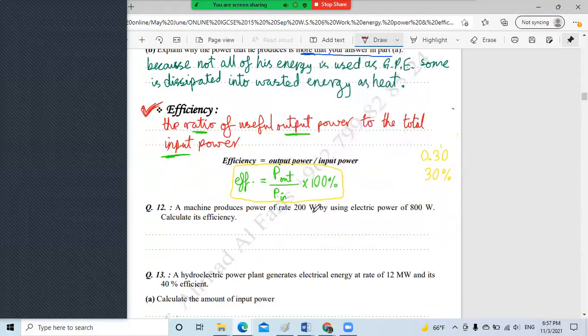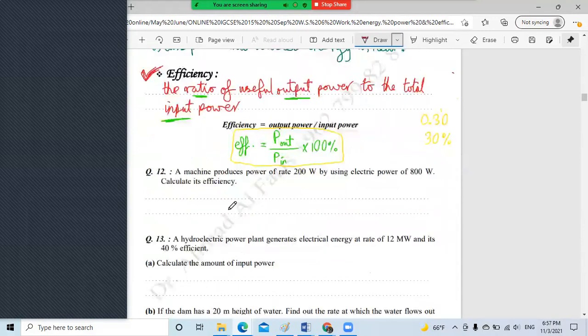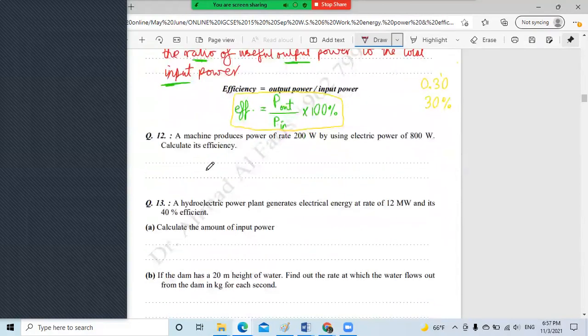Okay. Now let's do this example. Our time is up, only 3 minutes left. Let's do this question. A machine produces a power at a rate of 200 watt. That's the output it produces, by using electric power, that's the input. So this is the output. By using an input power of 800, calculate the efficiency.